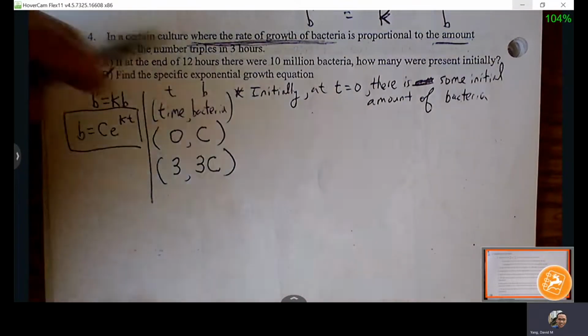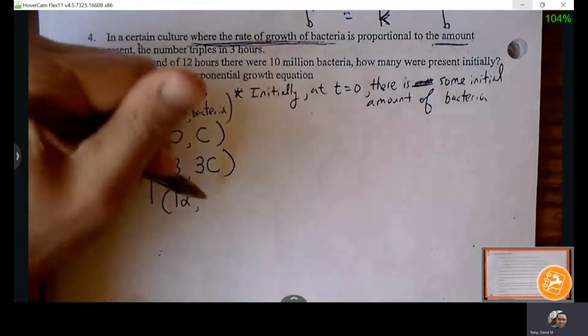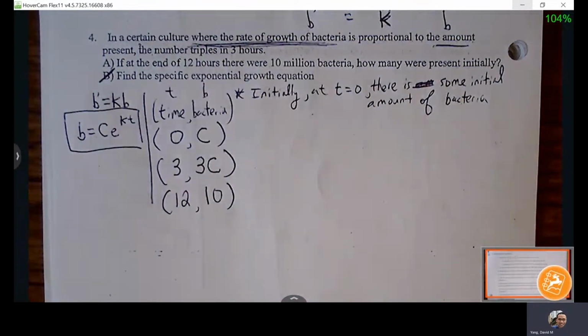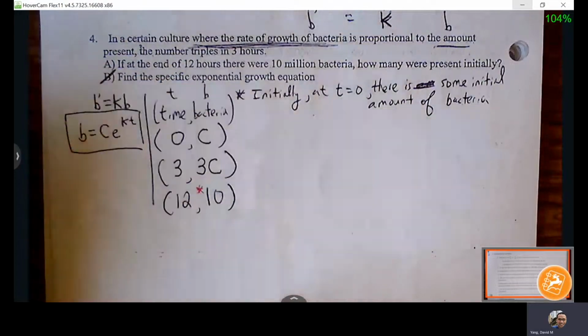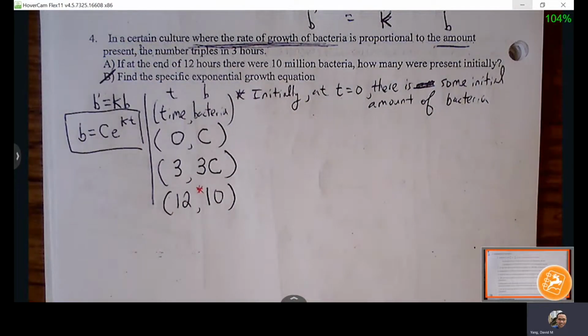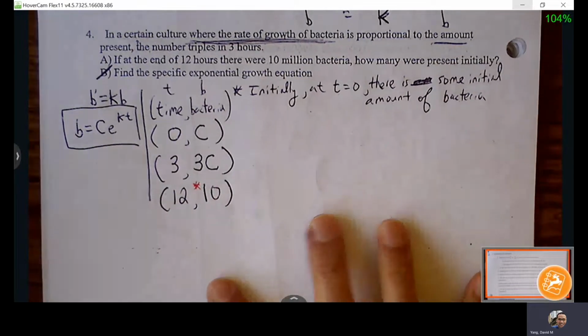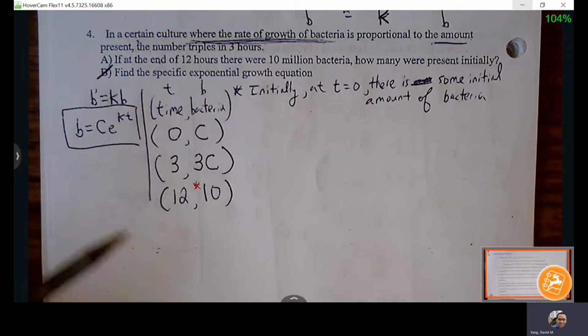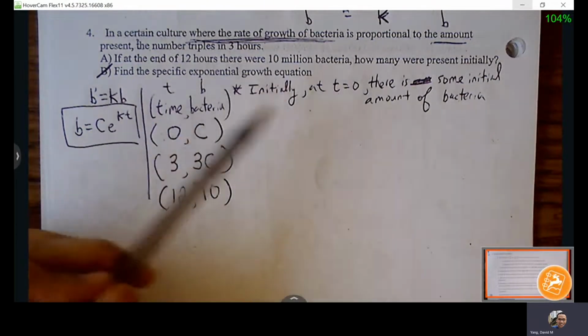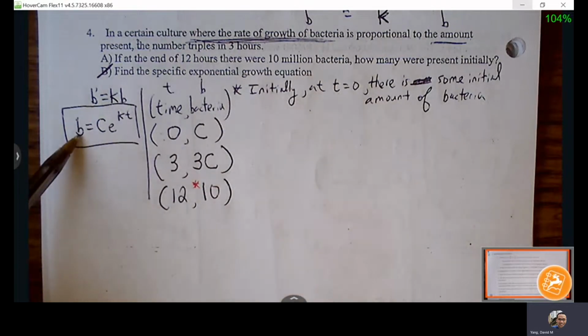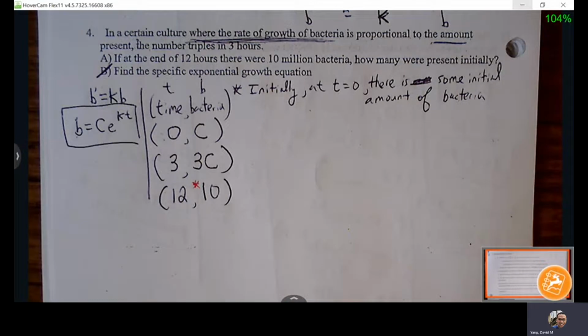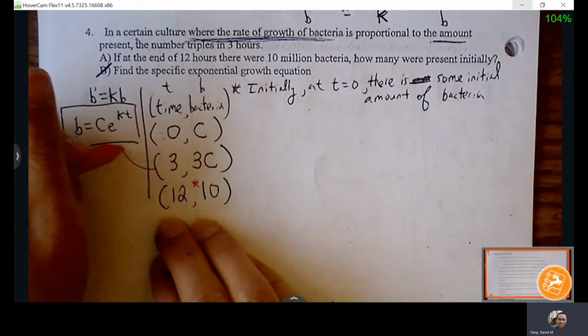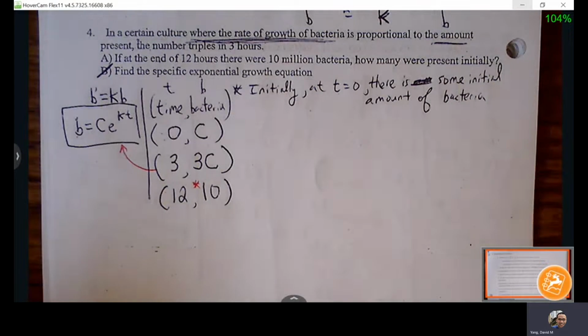Okay. If at the end of 12 hours there are 10 million bacteria, instead of writing 10 million, I'm just going to write 10 to represent 10 million. And at the end, I'll just multiply my number by 1,000,000 so I can get it back to my units. So we have 3 ordered pairs, but we're going to have to do things a little bit differently here because if we plug in 0C, we're not going to make much progress. We're going to get the same equation here. We know that C is going to be the last thing that we find because that's what we're solving for.